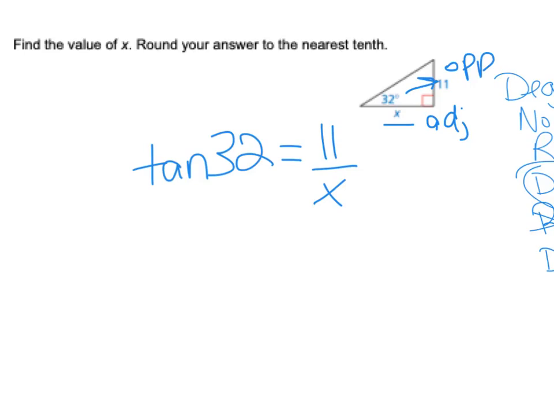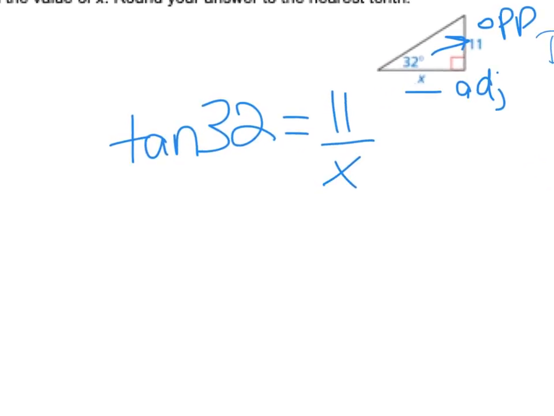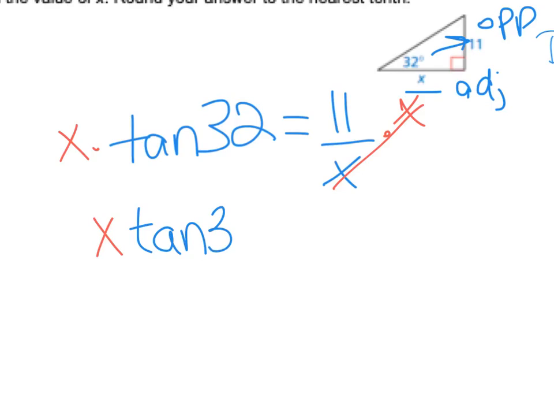So what we want to do is we need to get x all by itself. So we're not going to put anything into the calculator until we're all done. So we need to figure out how to get x by itself. Well, x is currently in the denominator, so I'm going to multiply both sides by x because I need to get x out of that denominator. It'll cancel over here, and I will have x times the tangent of 32 equals 11.